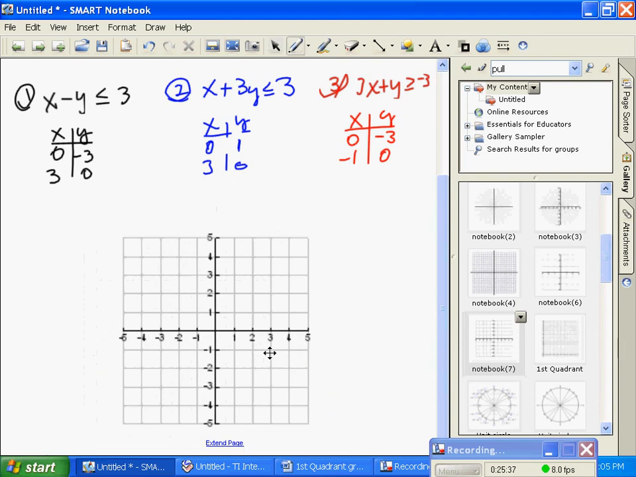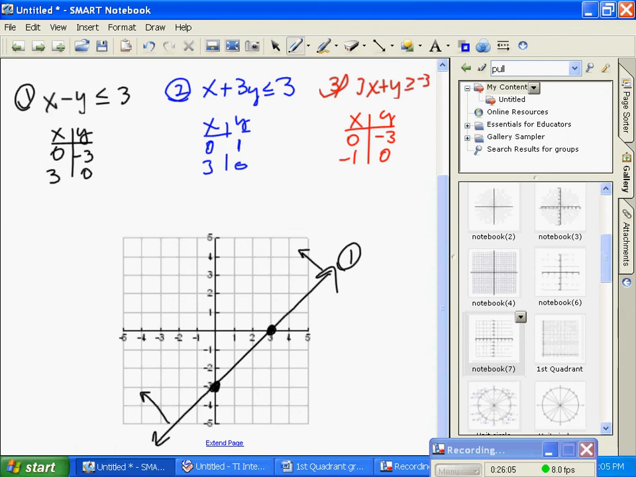Okay, so let's graph the black line: (0, -3) and (3, 0). Now again, I'll be able to use my point (0, 0). Here's equation 1. If I plug in (0, 0), I get 0 less than or equal to 3. So I'm going to shade the side that (0, 0) is on, which will be the upper left-hand part.